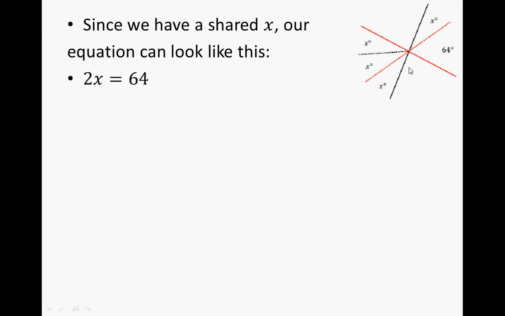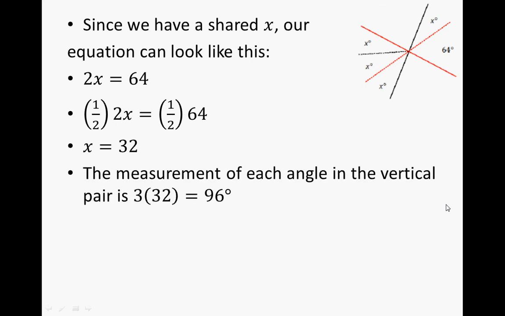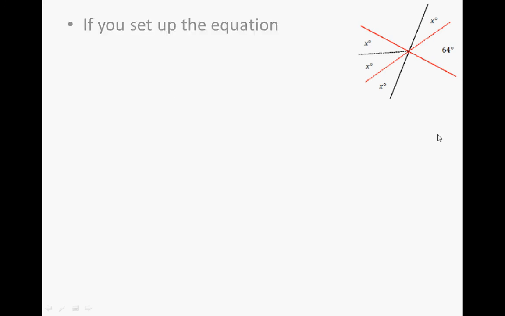2x is equal to 64. Because again, if you just concentrate on the red lines right here, this is 64, which means this has to equal 64 also. So half of 2x and half of 64 is 32. So that means that each x is equal to 32 degrees. So that means the measurement of each angle in the vertical pair is 3 times 32, which is 96 right here. And if we add 32 to 64, we're going to get 96 also.